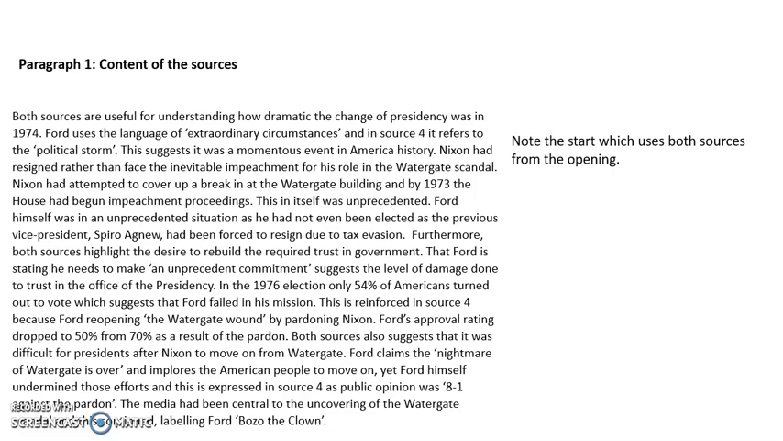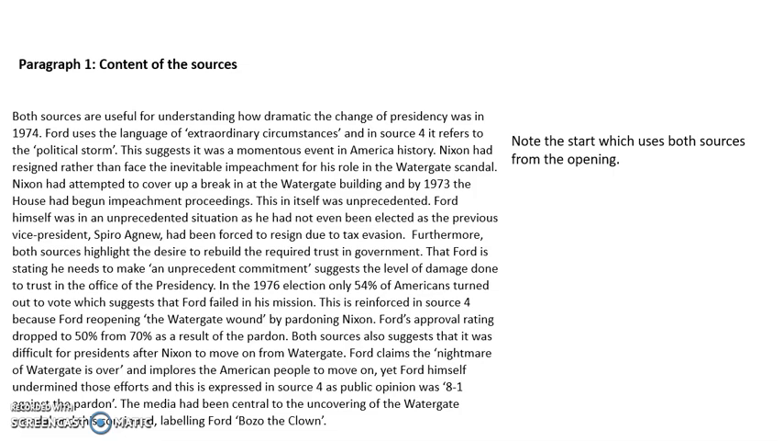So Nixon had resigned rather than face the inevitable impeachment for his role in the Watergate scandal. Nixon had attempted to cover up a break-in at the Watergate building, and by 1973 the House had begun impeachment proceedings. This in itself was unprecedented. Ford himself was in an unprecedented situation. He'd not been elected, as the previous Vice President, Spiro Agnew, had been forced to resign due to tax evasion.